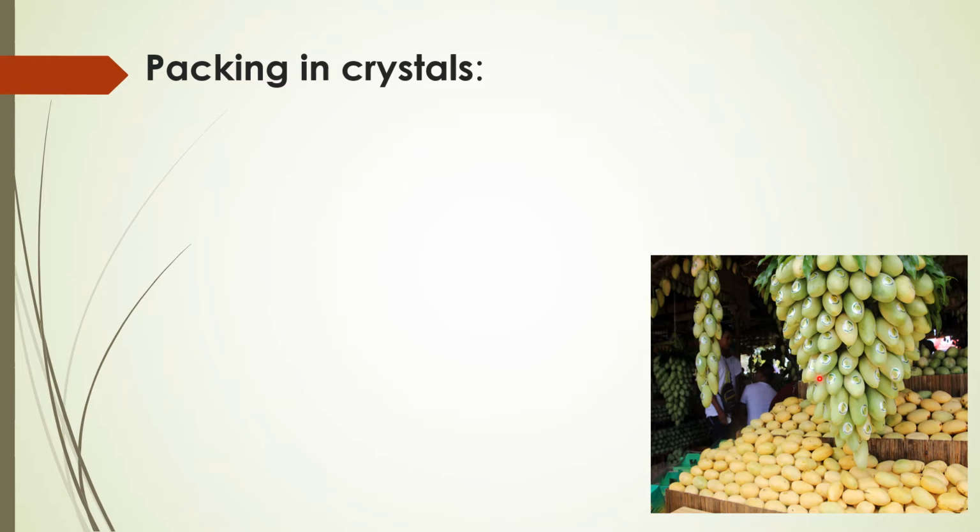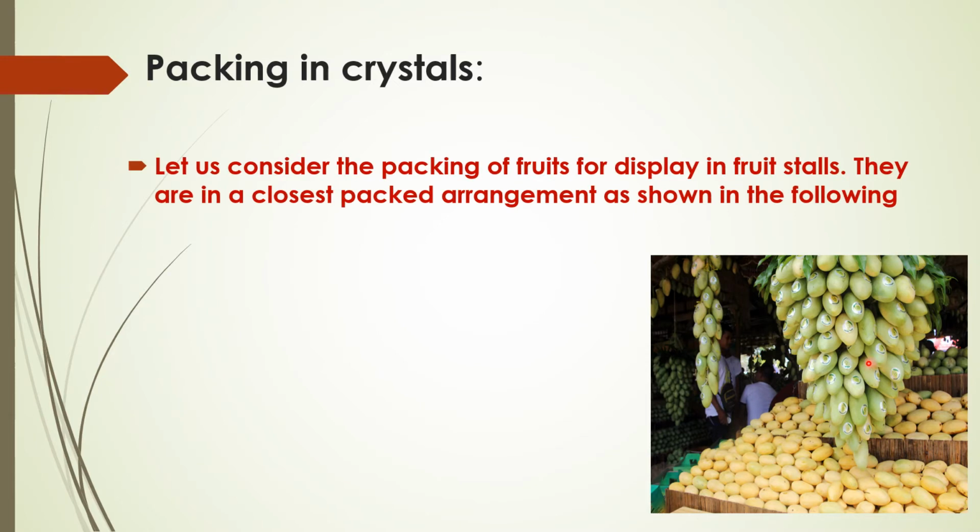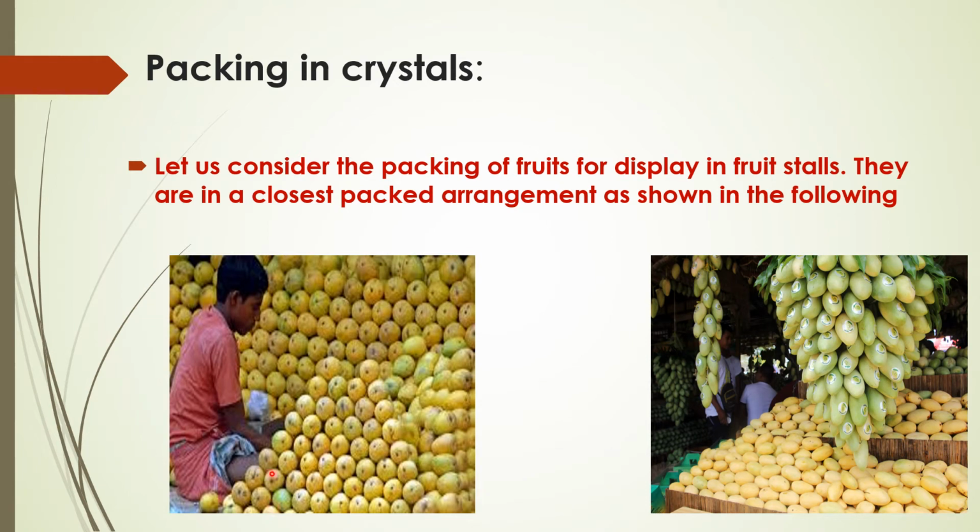With a regular and repeated arrangement at certain intervals, atoms give us molecules. Let us consider the packing of fruits. For displaying, the fruit sellers keep them in a closest packed arrangement, as shown. See, a regular 1, 2, 3, then a certain gap, and then a perfect arrangement again. As I said in the last video, voids are the gaps: this is one atom, this is another atom, and in between there is a gap. The gap is called a void.